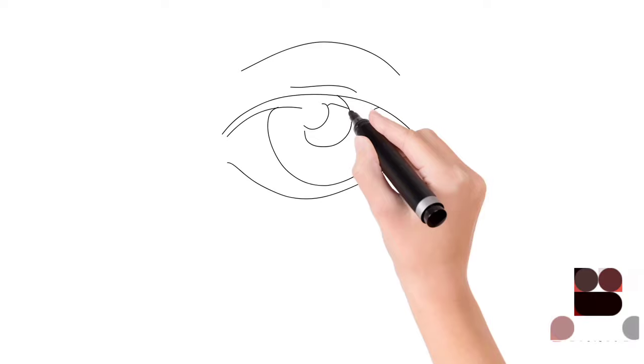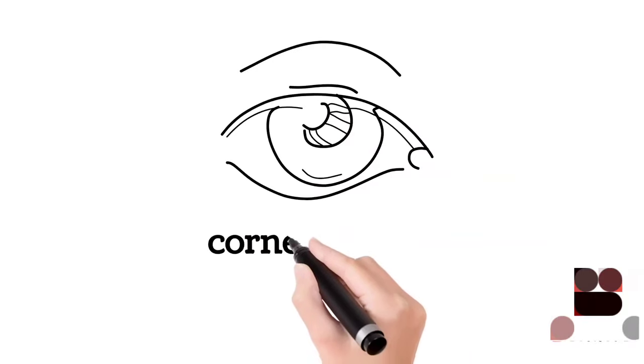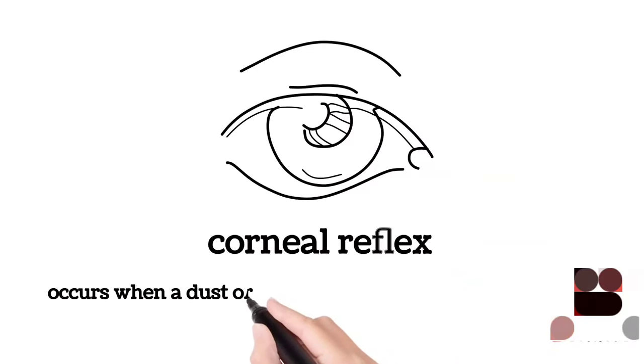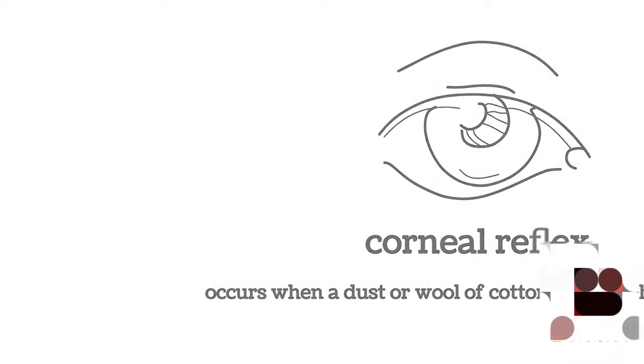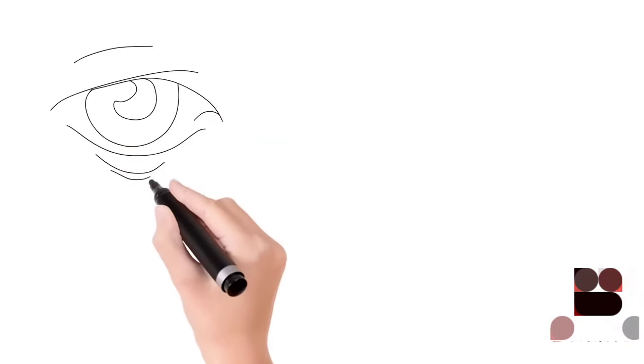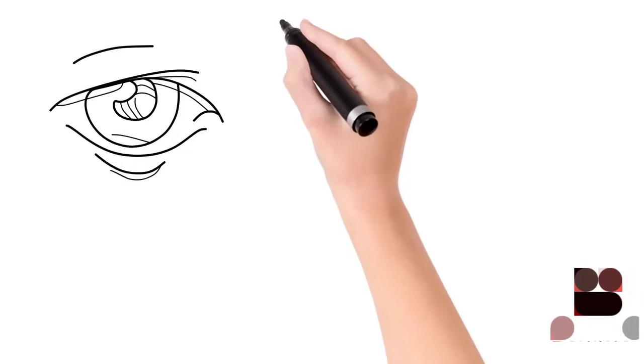Corneal reflex occurs when light touches the cornea or a sudden wisp of cotton touches the cornea. The eyes blink in response to it. Not just the one eye, but the other eye as well blinks.